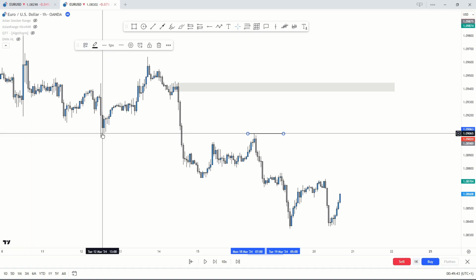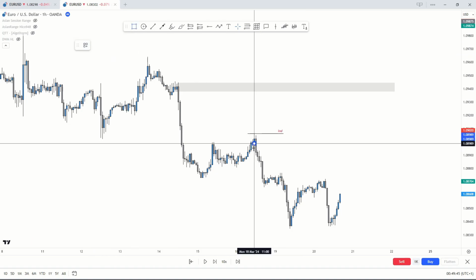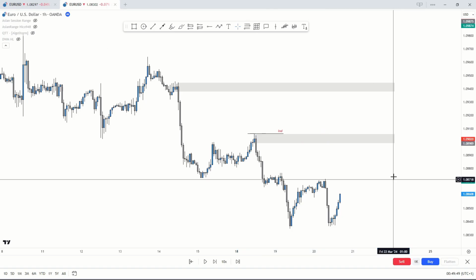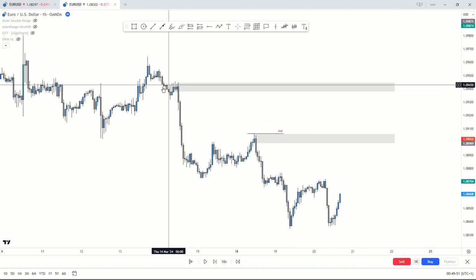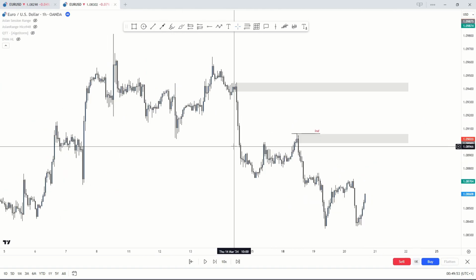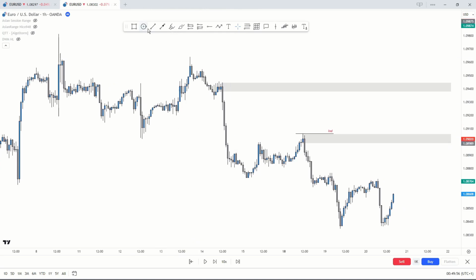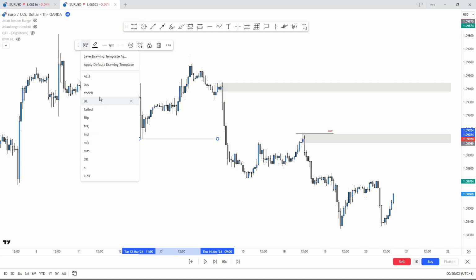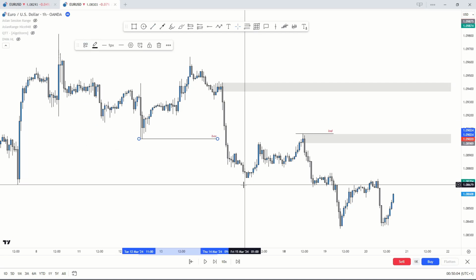So I did mark up the zone as inducement, but I also marked it up as a confirmation zone as well. So I will also look to see what happens here. Now, let's go back to analyzing this zone over here. First of all, let's go through the basics. Do we have a break of structure? Yes, we have a break of structure right here, as price broke this low, forming a lower low over here.